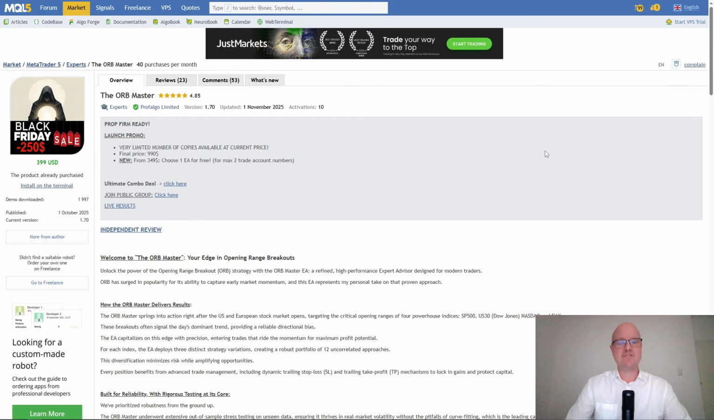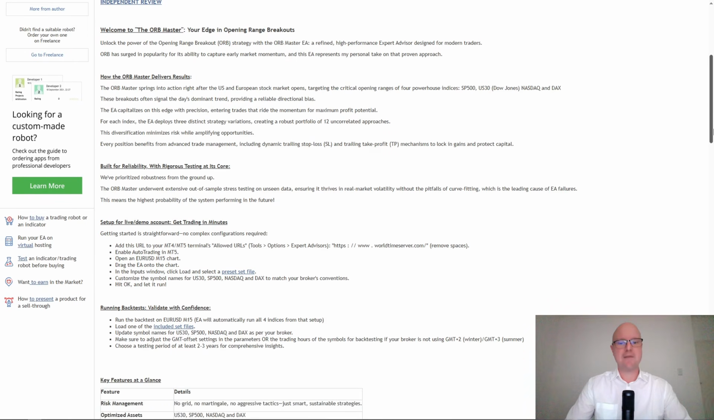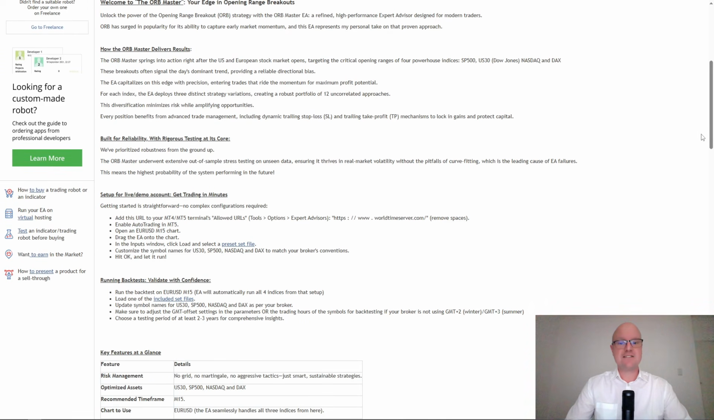meaning you don't have to do any work and simply drag the expert advisor onto the recommended chart and time frame, set up the URL browser, so you need to incorporate the world time server as it automatically adjusts to time frames for the specific open range breakouts for the 4 indexes I've mentioned. Now once you've dragged the EA onto the EURUSD 15-minute chart, you can simply load one of the presets that are provided for free by the developer.